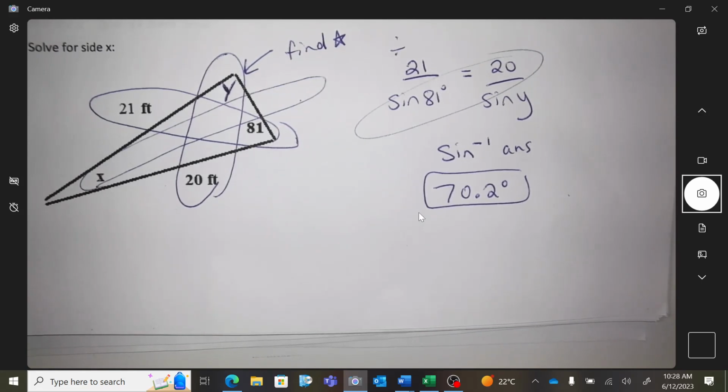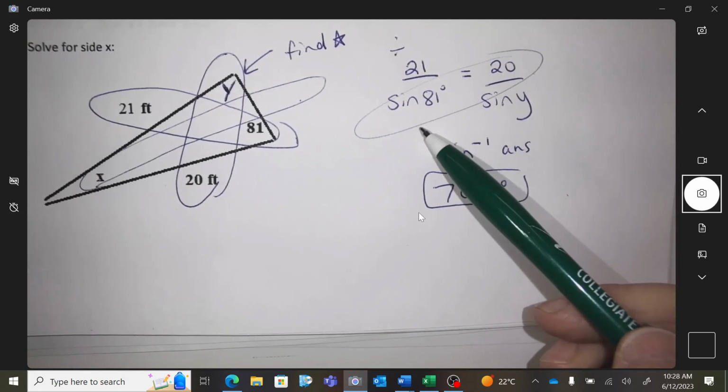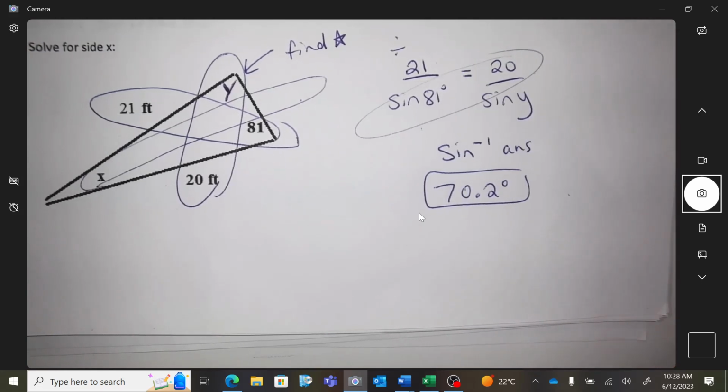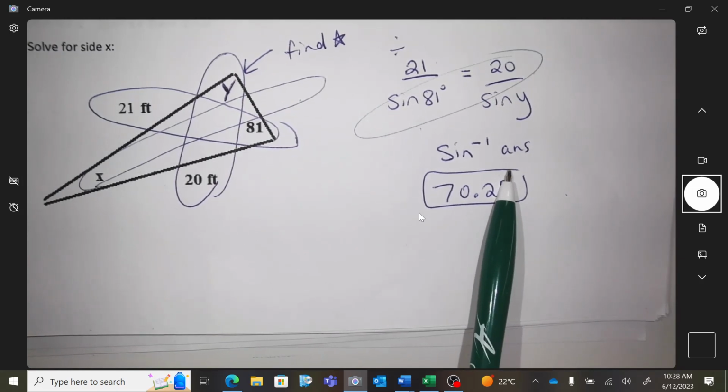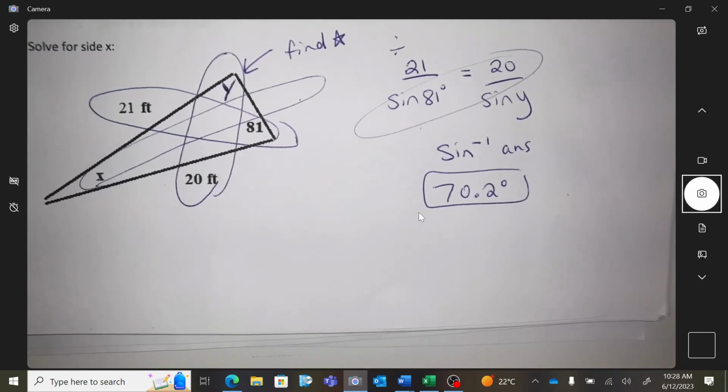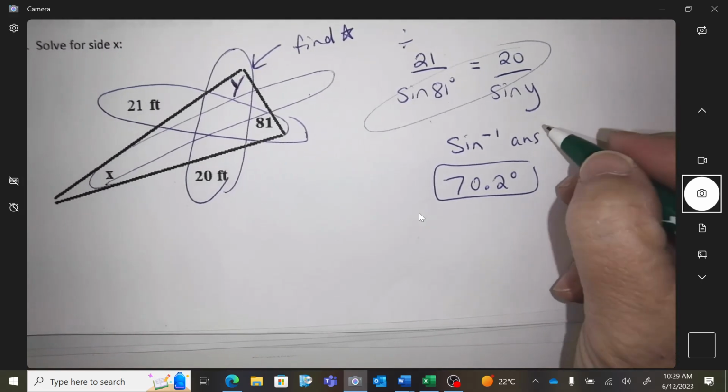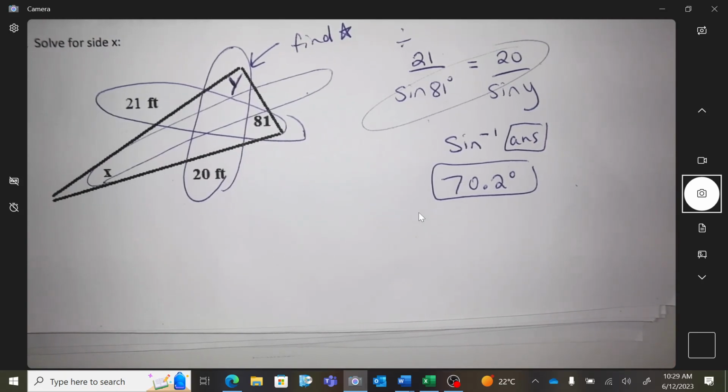How do you put that into the calculator? 20 times sine 81, divide by 21, equals. Okay. And then second sine, use your answer button. Everybody should be proficient at using that answer button on your calculator now, okay? Getting ready for grade 12, you can never, ever, ever round anything in grade 12 while you're working until the very end. So you always got to be using your answer button.